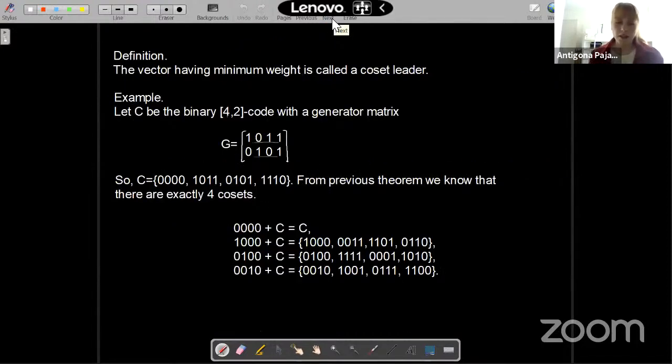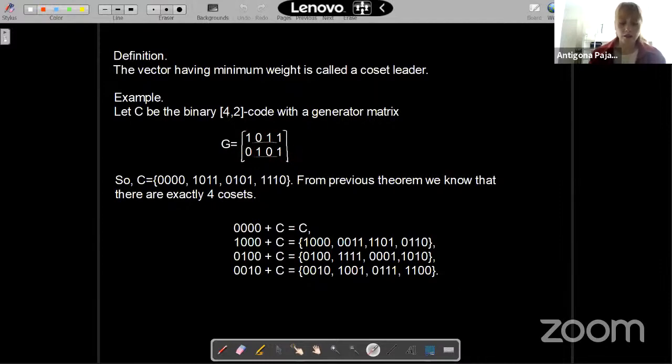Okay, so why did I give you the cosets? Now we're going to look at them over the code words. So the vector having minimum weight is called a coset leader. The weight was the number of non-zero entries in a code word. Now let C be a binary 4 by 2 code with a generator matrix of this form: 1 0 1 1 and 0 1 0 1.